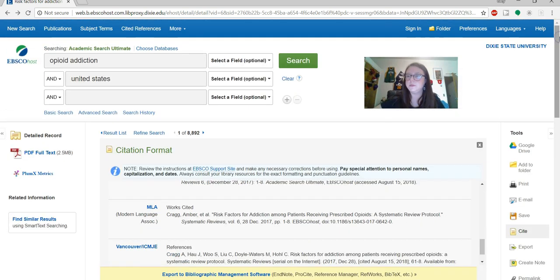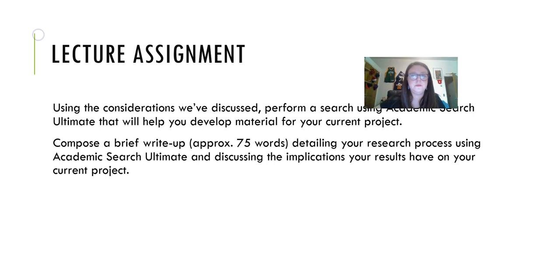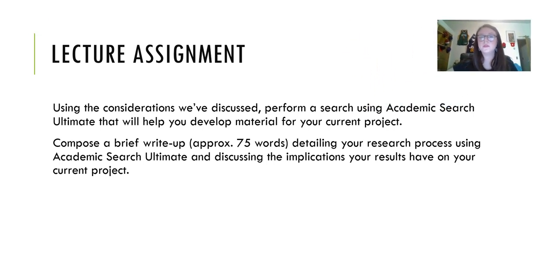All right, so let's return back to our PowerPoint and discuss the lecture assignment. Using the considerations we've discussed, I'd like you to perform a search using Academic Search Ultimate that will help you develop material for your current project. After you've done that search, I want you to compose a brief write-up, about 75-ish words, detailing your research process using Academic Search Ultimate and discussing the implication your results have on your current project.